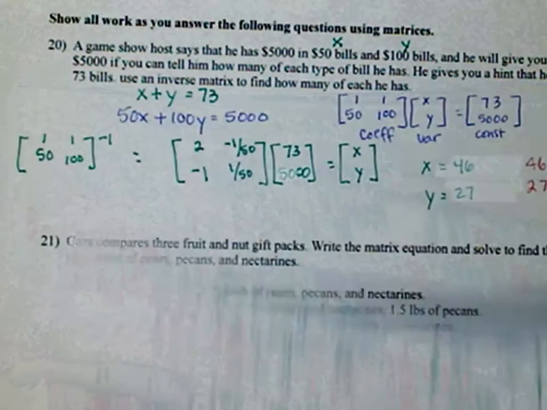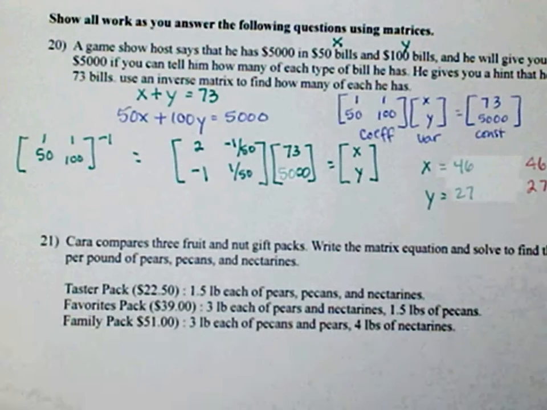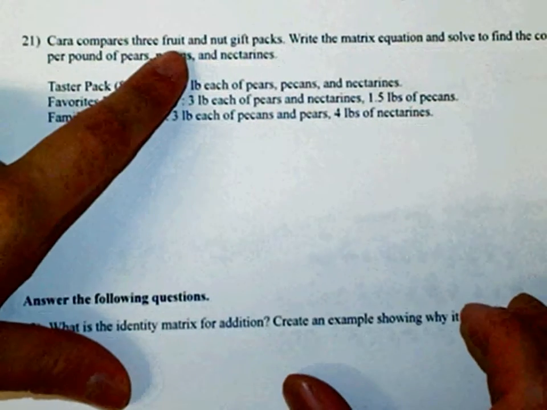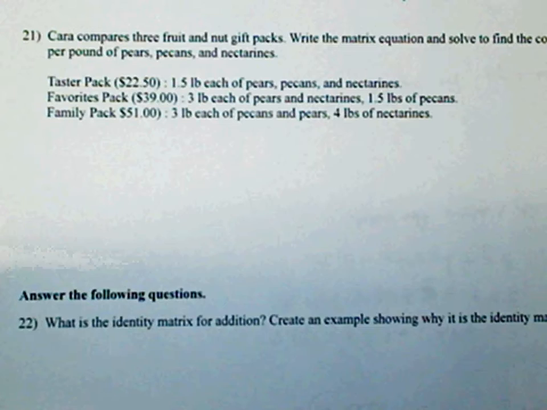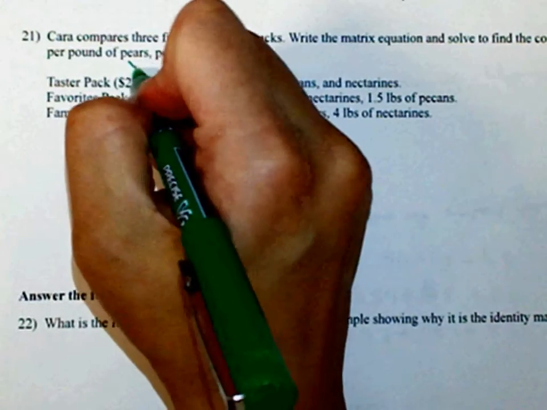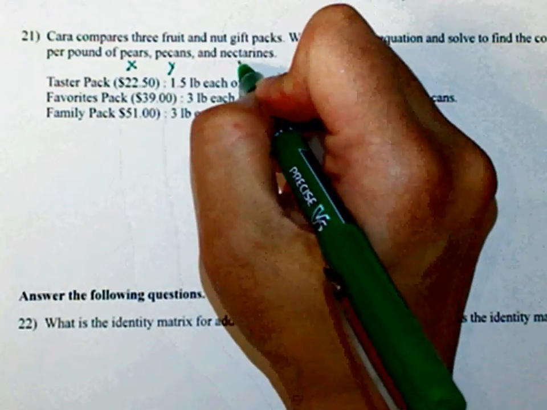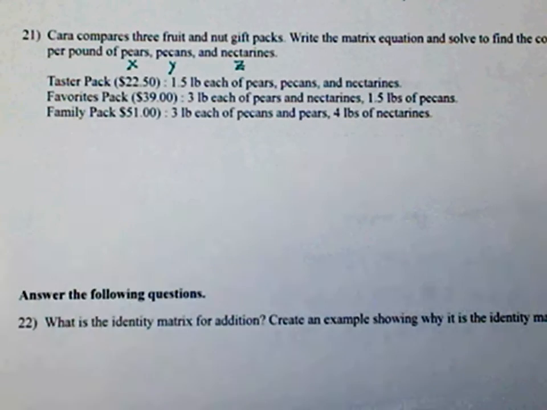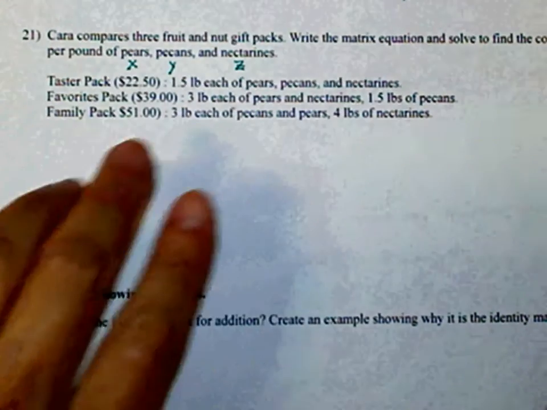Number 21. It says right here that Kara compares 3 fruits and nut gift packs. Write the matrix and solve to find the cost per pound of the pears, pecans, and nectarines. I'm going to call my pears X, pecans Y, and nectarine Z. Okay? This one will require a little bit of rearranging. So let's take a look.